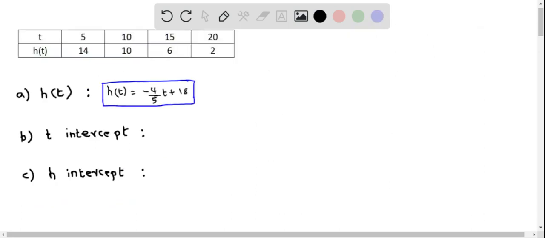We now answer the questions in part B and part C. In part B, we have to find the t-intercept. We can use this formula for h of t. To determine the t-intercept, we have to plug in h of t equals 0. When I do that, I get 0 equals negative 4 fifths t plus 18. We solve for t from this equation.